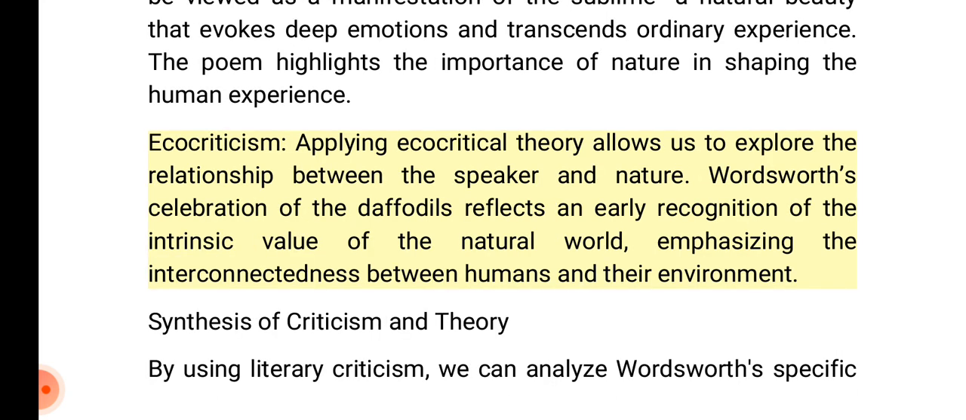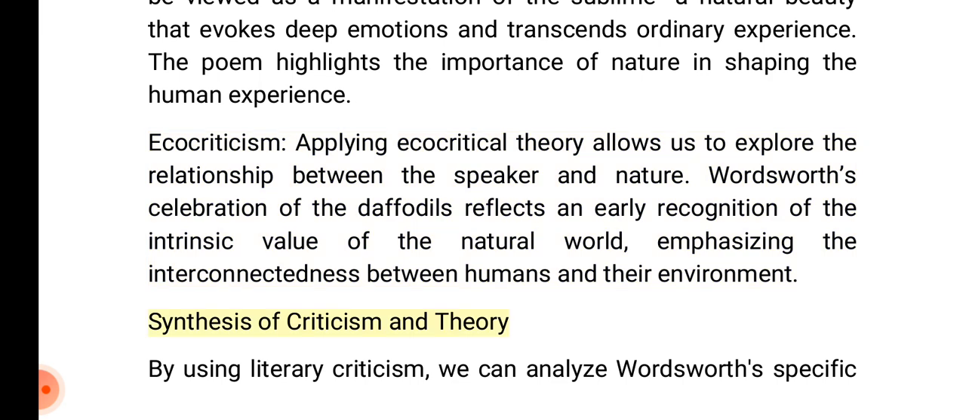Eco-criticism. Applying eco-critical theory allows us to explore the relationship between the speaker and nature. Wordsworth's celebration of the daffodils reflects an early recognition of the intrinsic value of the natural world, emphasizing the interconnectedness between humans and their environment.